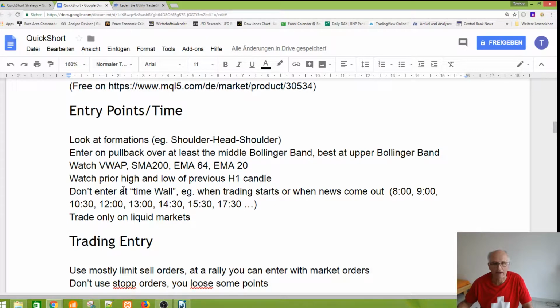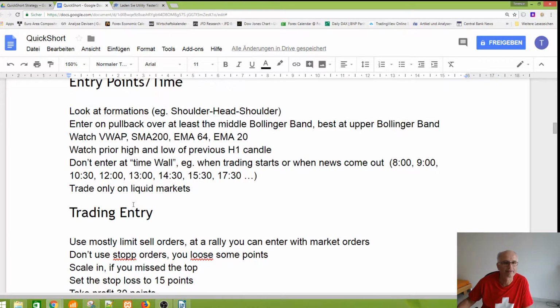And don't enter when there are news, when they are starting off trading. You have inadvertent movements. And trade only on liquid markets with enough liquidity.